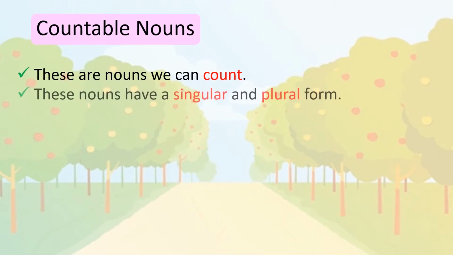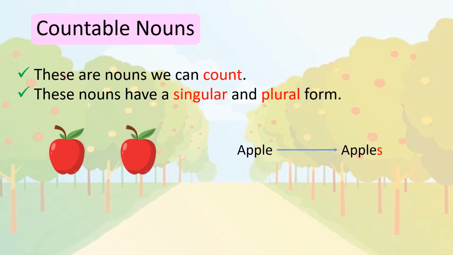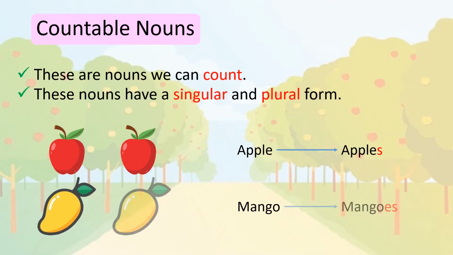These nouns have a singular and a plural form. Let's have a look at the example of an apple. Here we have the singular form of the noun. We can make the plural form by adding s. Apples. Another example is mango. This is the singular form of the noun, and we can make the plural form by adding es. Mangoes.